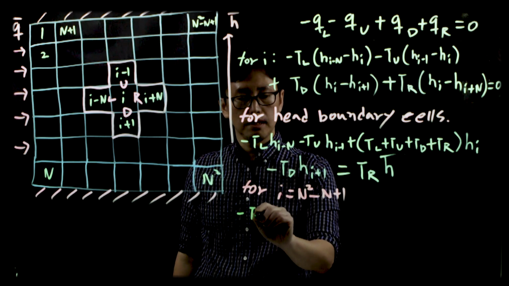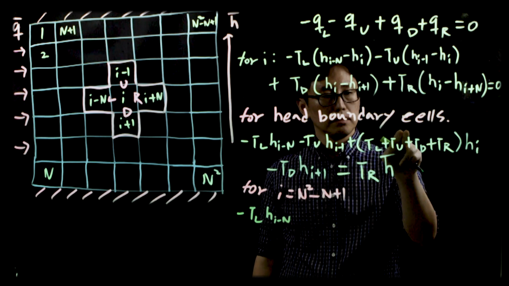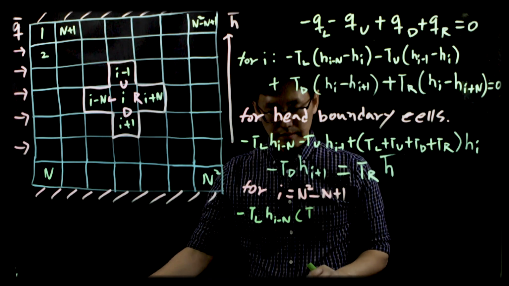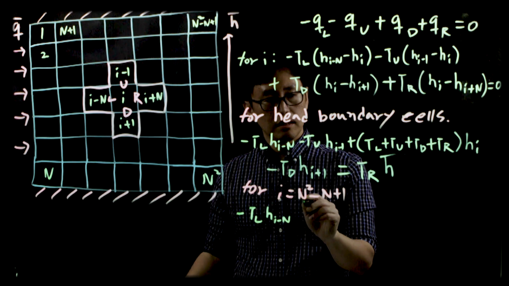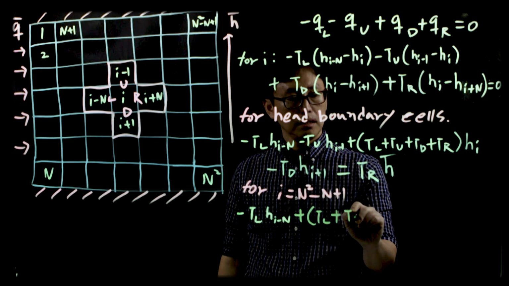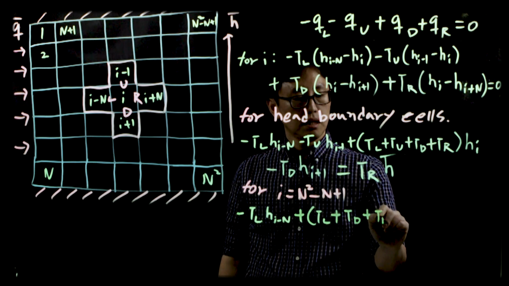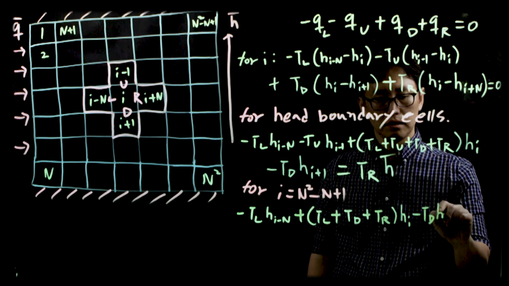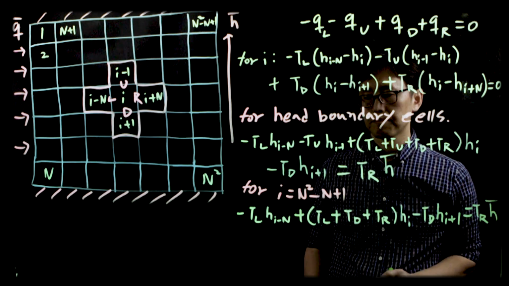So we will have minus TL HI minus N, and this will be gone, and this is gone, and we have this one as a remaining. Then we have plus TL plus TD plus TL HI minus TD HI plus 1 is equal to TL H bar.